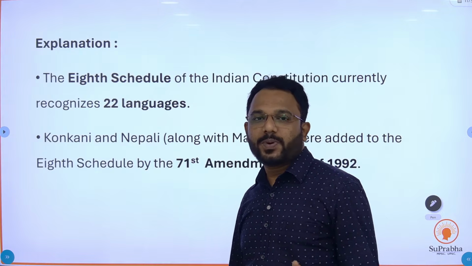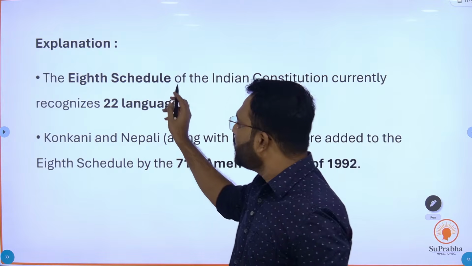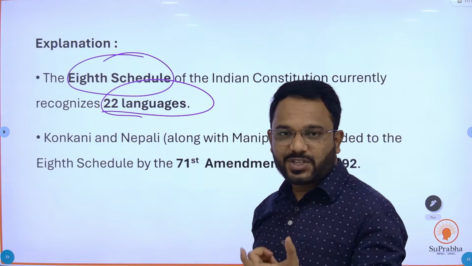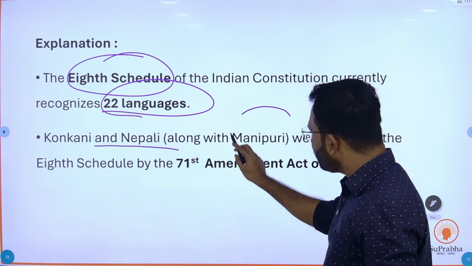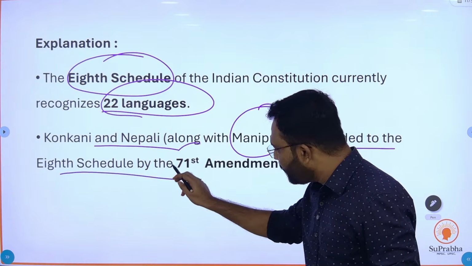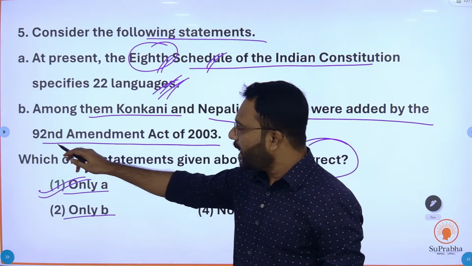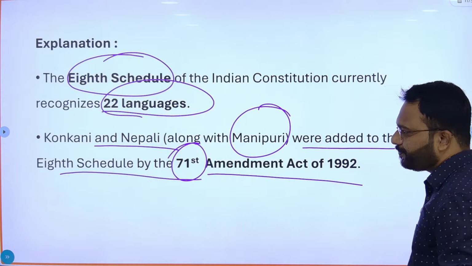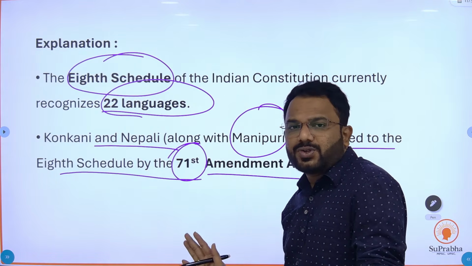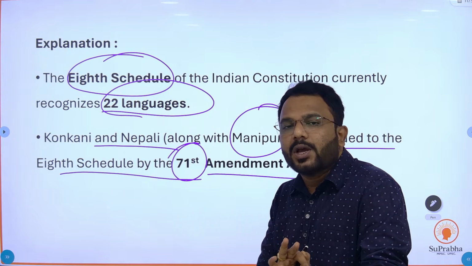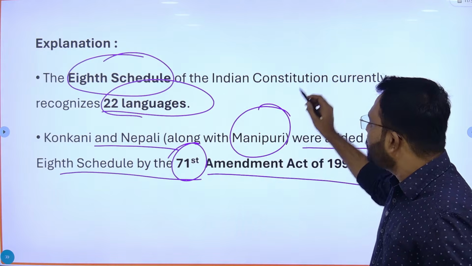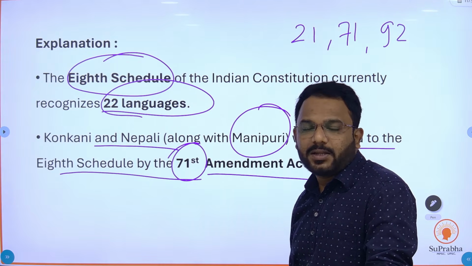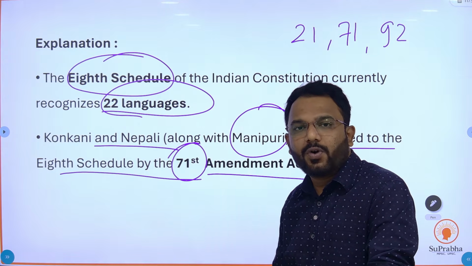Let's take a look at the explanation of this question. In the 8th Schedule of the Indian Constitution, there are 22 languages recognized. Konkani and Nepali, along with Manipuri, were added to the 8th Schedule by the 71st Constitutional Amendment Act and not the 92nd. This statement would have been correct if it mentioned the 71st Amendment, but it says 92nd. This is important because in total three amendments were done to the 8th Schedule: the first was the 21st amendment, the second was the 71st, and the third was the 92nd Constitutional Amendment. All these three are important for your exam.